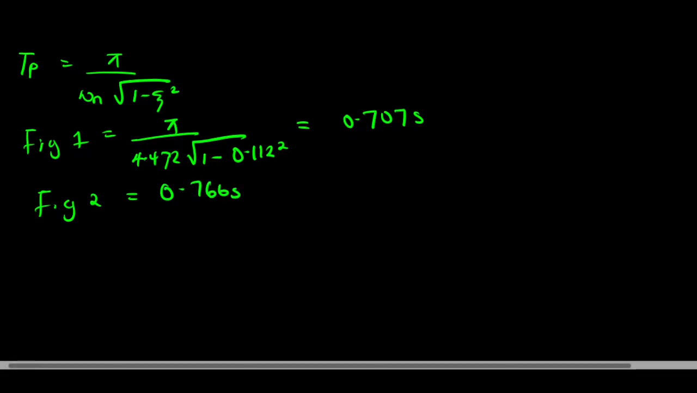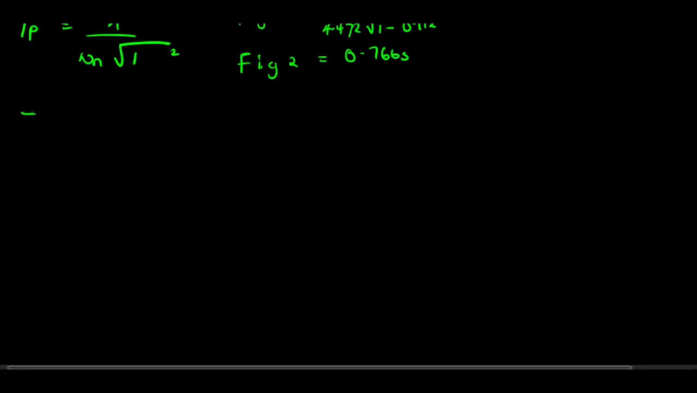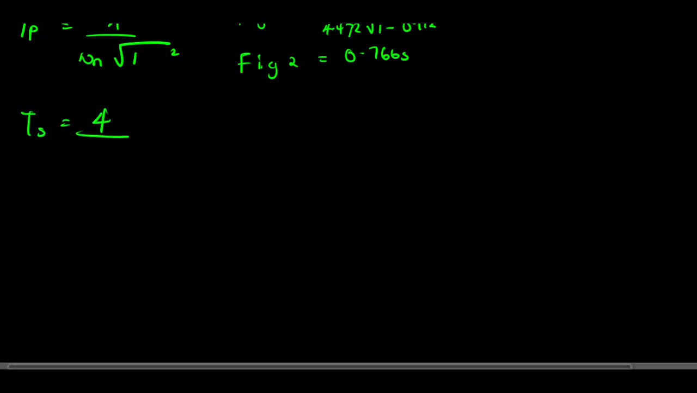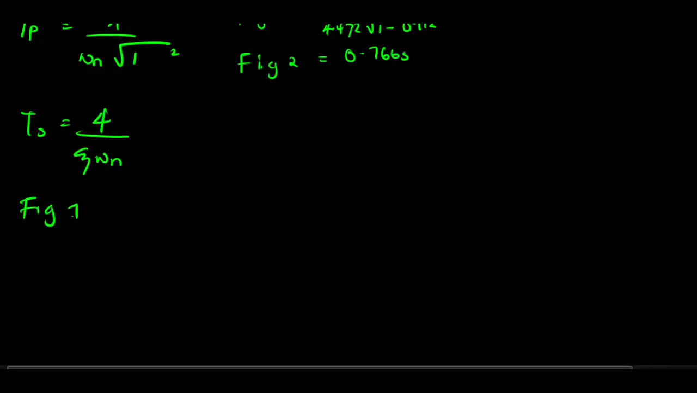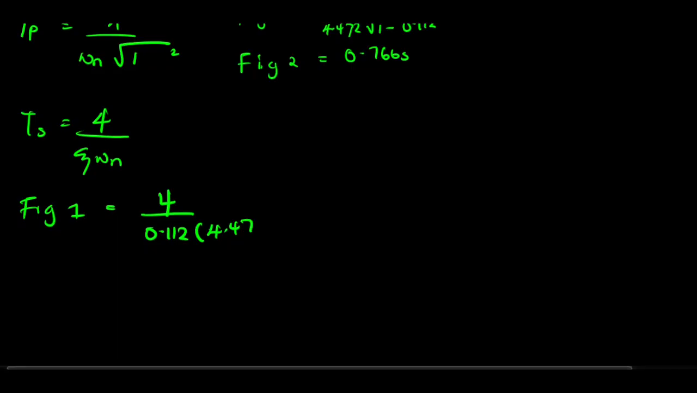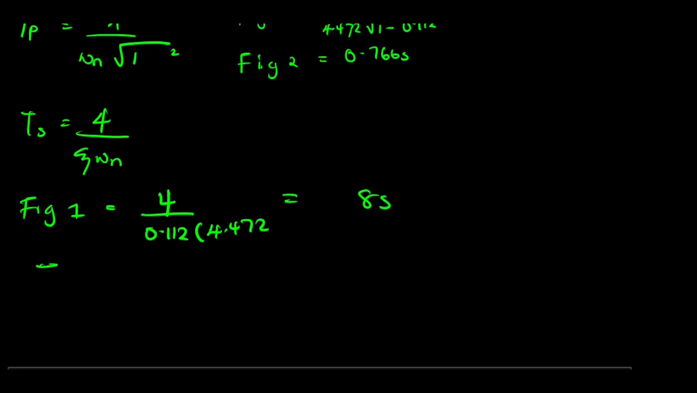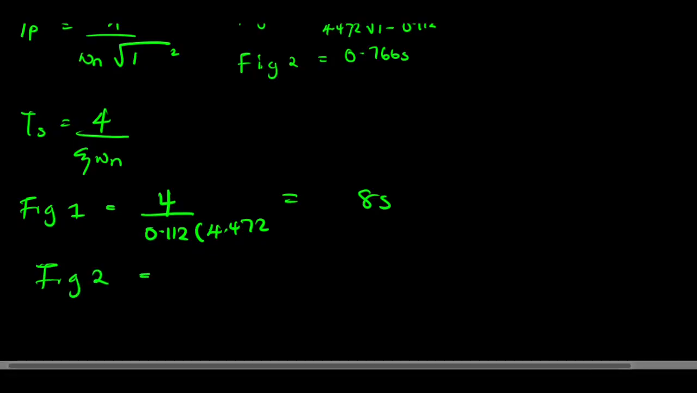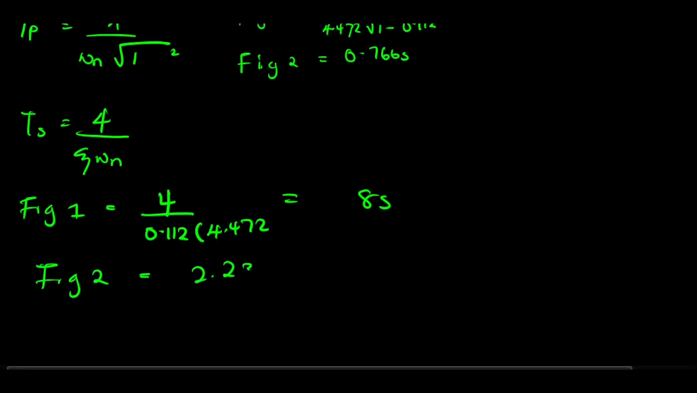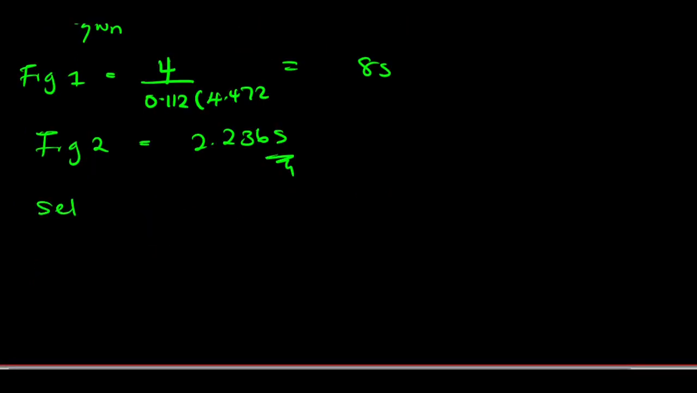The next thing is settling time. So for settling time, let's put it as TS. It's going to simply be 4 over zeta WN. So for figure 1, it's going to be equals to 4 over 0.112 times WN, which was 4.472, which is equals to 8 seconds. And for the second figure, simply substituting your values, you're going to get 2.236 seconds.